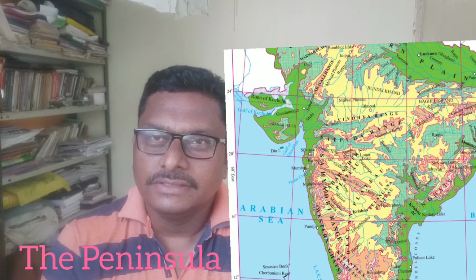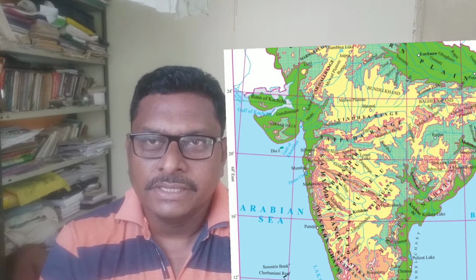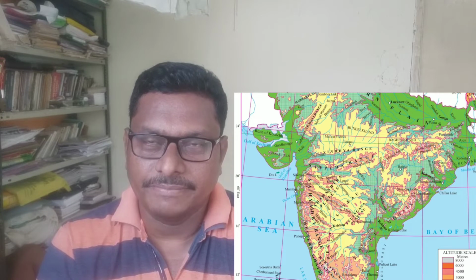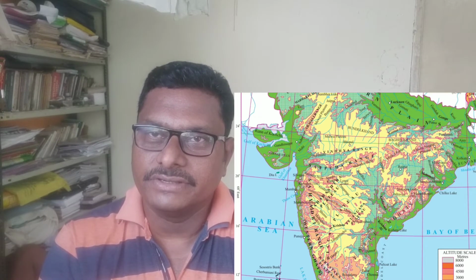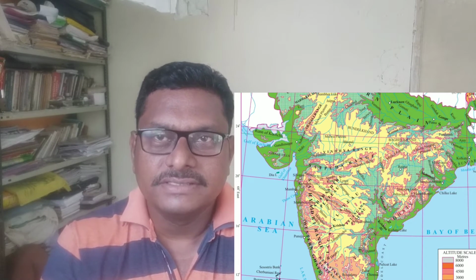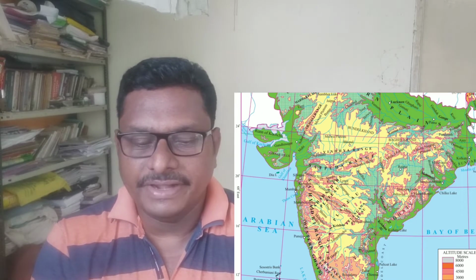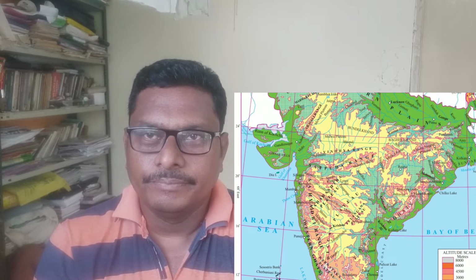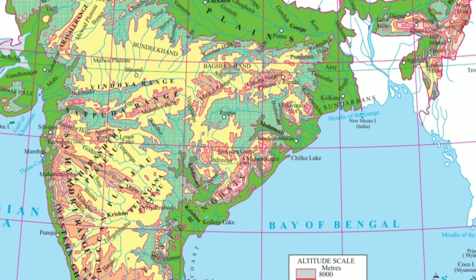My friend, this Indian peninsula is lying to the south of the North Indian plains. Its average area is near about 5 lakh square kilometers, and the general elevation is approximately 600 meters. This entire region is tapering towards the south, towards the Indian Ocean. It is the peninsula region and it consists of many plateau and hilly regions.